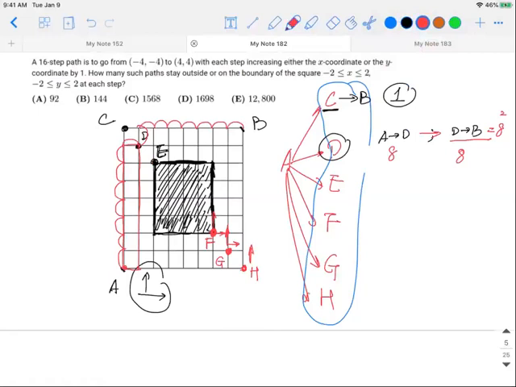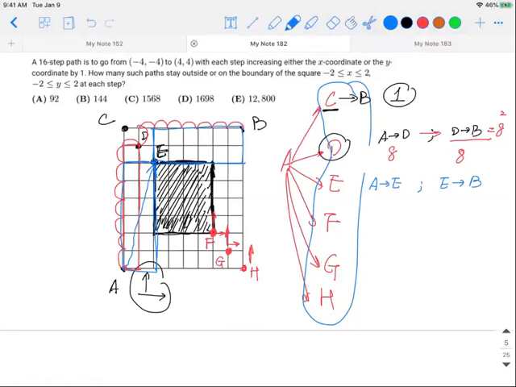So who can tell me from A to E, how many ways? And then from E to B, how many ways? Who can tell me this? A to E, E to B. Yeah, I see somebody has the correct answer. 28. Why? Same thing. In order to go from A to E, you have 8 steps in total as well.